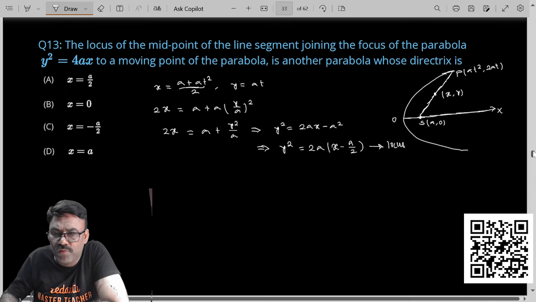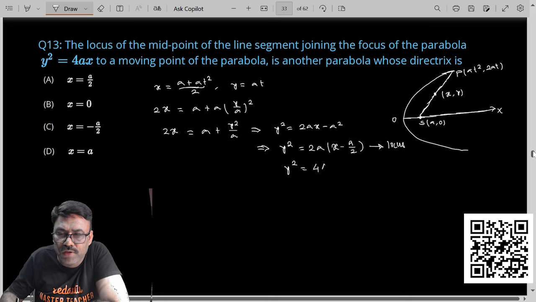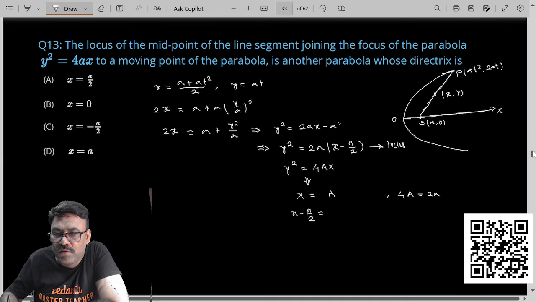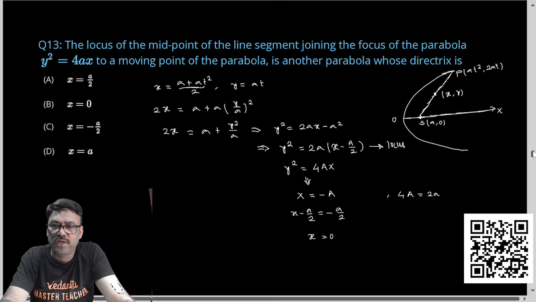Directrix of this locus. So you can see that this parabola is also of the form y square is equal to 4aX, but capital X is actually x minus a by 2 and 4 capital A is 2a. So what is the directrix of this parabola? The directrix is capital X is equal to minus capital A, that is X equals minus a by 2. So x minus a by 2 is equal to minus a by 2, so the directrix is basically x is equal to 0. So x is equal to 0 is the correct option here, right guys?